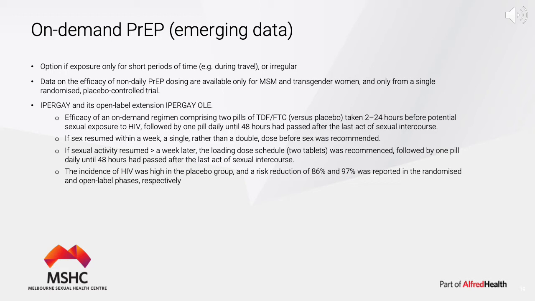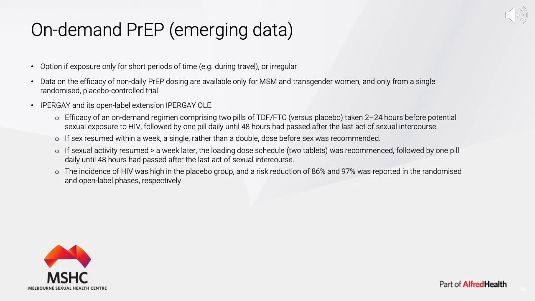There are other studies happening, but basically the IPERGAY and its open label extension study, the IPERGAY OLE study, looked at on-demand PrEP. That is, they looked at the efficacy of an on-demand regimen comprising 2 pills of tenofovir disoproxil with FTC, which is called PrEP, and they compared that with placebo, taken 2 to 24 hours before potential exposure to HIV. And if someone is sexually active following their taking the medication, then what they need to do is to take 1 pill 24 hours after the first dose, and another tablet 48 hours after the first dose. So it's not after sexual activity, but rather after the first 2 pills were taken.